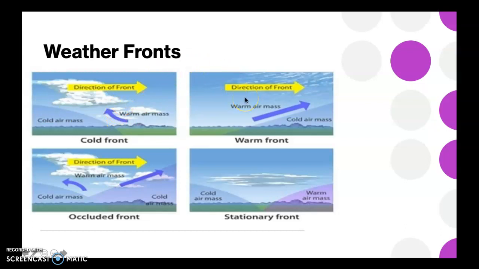Looking at the warm front, we can see that this is when a mass of warm air is coming back over that cold air. An occluded front is when a cold air mass is meeting up with the previous cold air going over this warm air mass. And a stationary front is when cold air and warm air fronts are not moving anymore and nothing's happening.